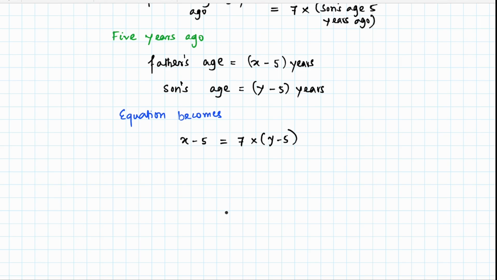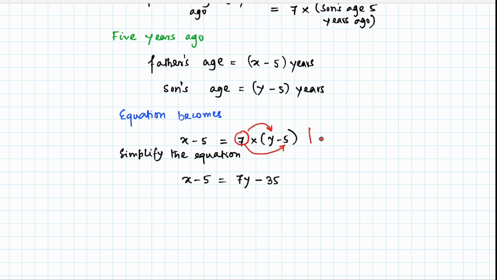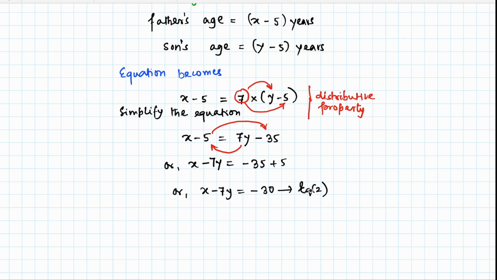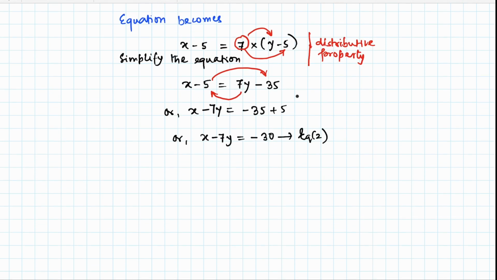Now we simplify this equation and get the final equation. x minus 5 is 7y minus 35, using the distributive method for the multiplication. So then x minus 7y equals 35 minus 5. As we move a number from left to right, the sign changes. So now x minus 7y is equal to minus 30. This is equation 2.